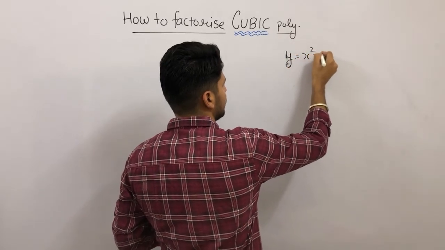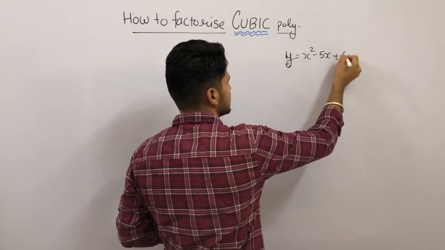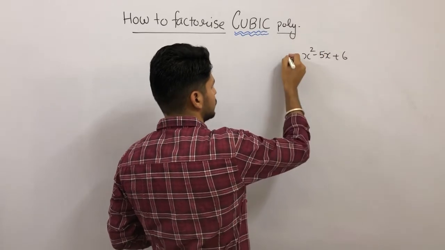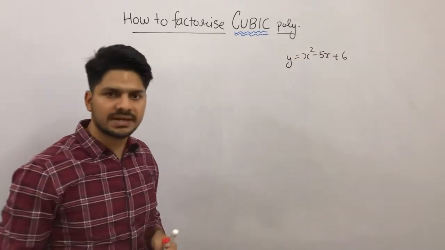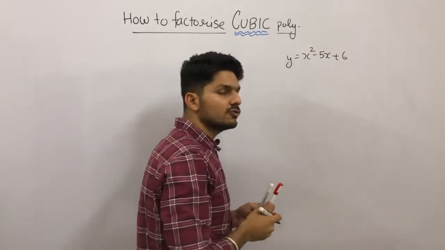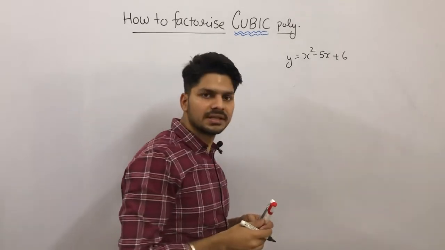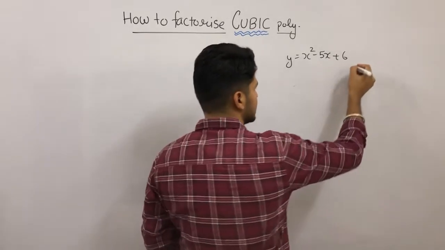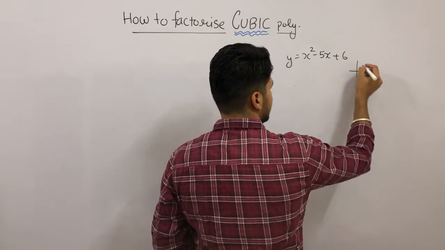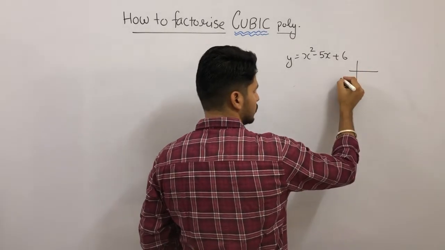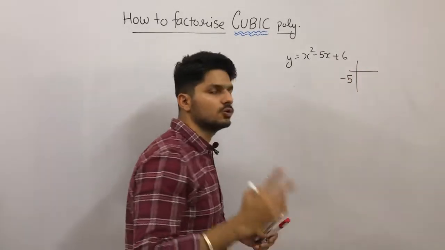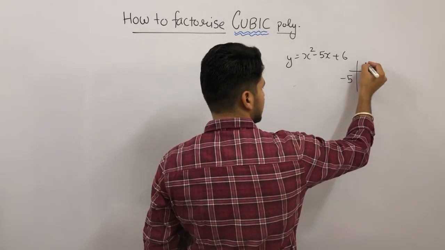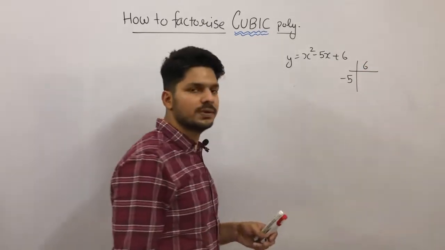x square minus 5x plus 6. इसको factorize करो. Please factorize x square minus 5x plus 6. So what you will do? You will use the splitting the middle term method, and that says that we have to split minus 5 into two such numbers that multiplication of both of them should be 6.